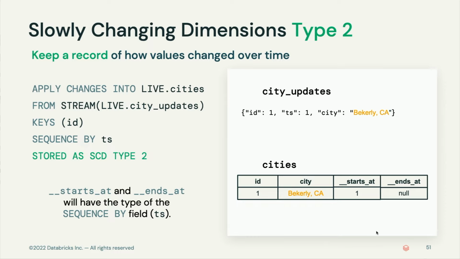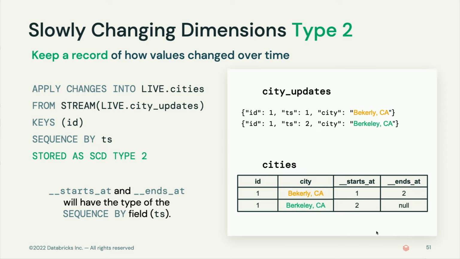And all you have to do with DLT is add this one extra clause to the bottom, stored as SCD type 2. And now when we get a change, so let's say we change it to Berkeley and a new row appears, you'll notice there are these two extra columns, starts at and ends at, which tells you what time period this version of this record was valid for. And those timestamps are just your sequencing. So they are whatever number makes sense in your particular application. This is not something we make up. It's your timestamp, your log sequence number, however you are ordering the rows.